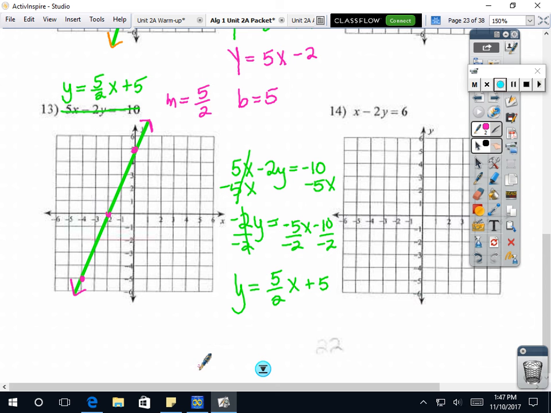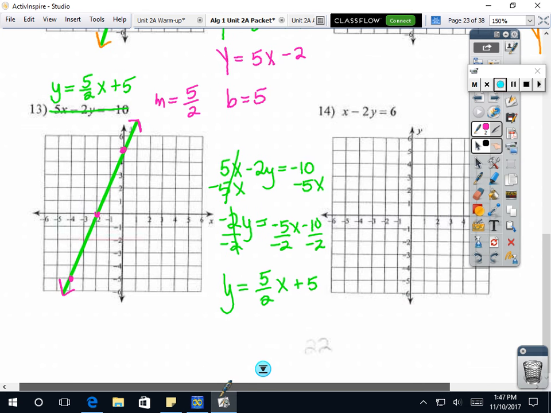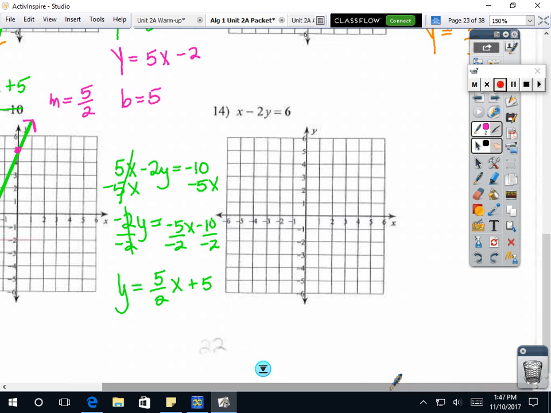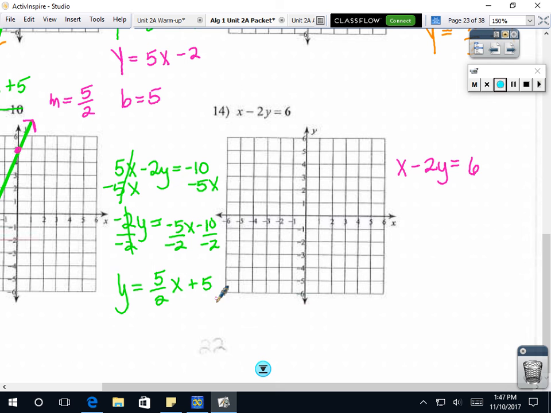All right, number 14. Okay, we're trying to get this in slope-intercept form, so what do I need to move first? It's a positive x, so I subtract it. So then you have negative 2y equals what? Correct. Go ahead and rearrange that into mx plus b form.